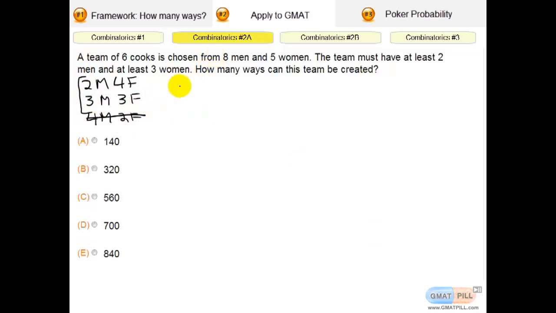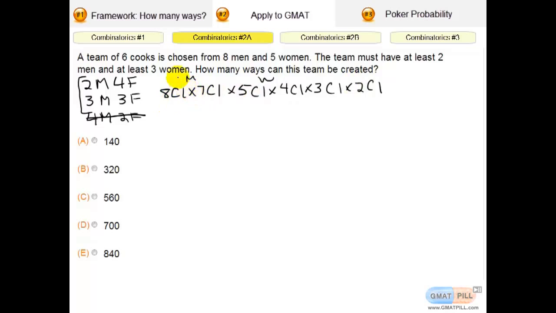So let's do men first. Out of 8 men, choose 1 of them, then out of the remaining 7, choose 1. And that's for men. And then for women, out of 5, you choose 1, then out of the remaining 4, you choose 1, then out of the remaining 3, you choose 1, out of the remaining 2, you choose 1. So that way you have 2 men and 4 women.